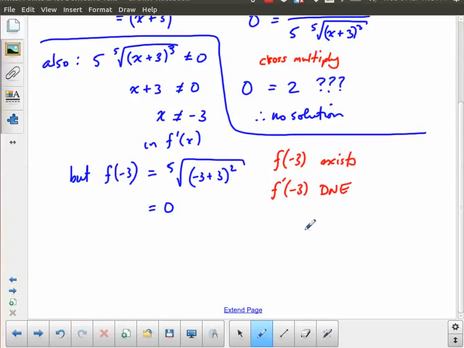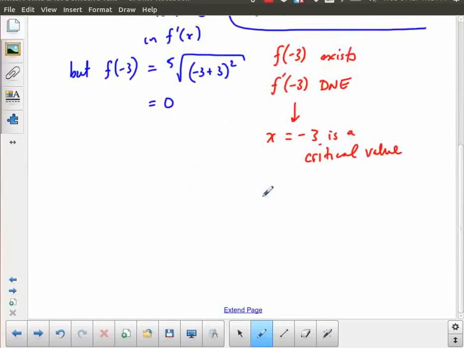And what that tells us is that there is something interesting happening at x equals negative 3. This tells us that x equals negative 3 is a critical value. And since f of negative 3 exists, that means that negative 3, 0 is a critical point.